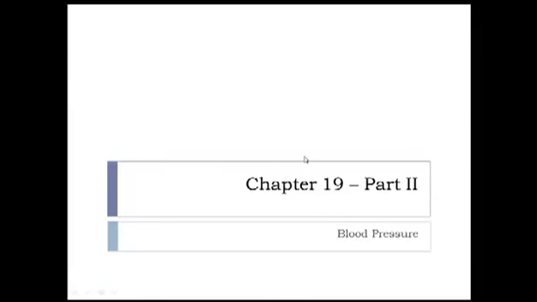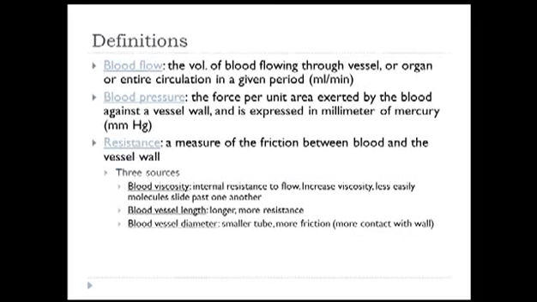Alright, so today we're doing Chapter 19, Part 2, which is going to be blood pressure, or hemodynamics. So we're going to cover some definitions. The first one to cover is blood flow. The textbook definition of blood flow is the blood flowing through a vessel or organ or entire circulatory system in a given period of time. It will be measured in milliliters per minute. So the gist of it is it's the flow rate, how much blood's going through a certain area.